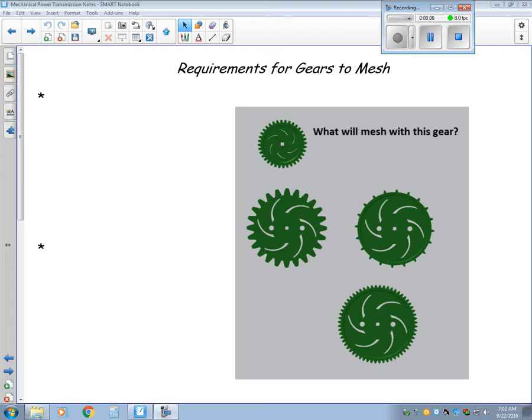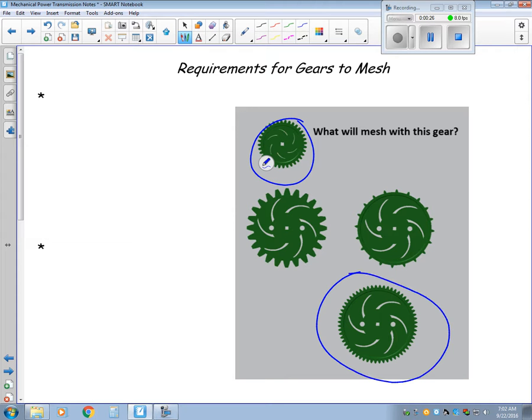We're going to start this video by taking a look at these 4 gears and asking ourselves which of these gears will mesh together. Looking at them, we can notice a couple things, maybe the height of the teeth, the spacing between the teeth. Hopefully you can recognize that this gear and this gear are the only two that will mesh. In fact, these middle two won't even mesh with themselves.